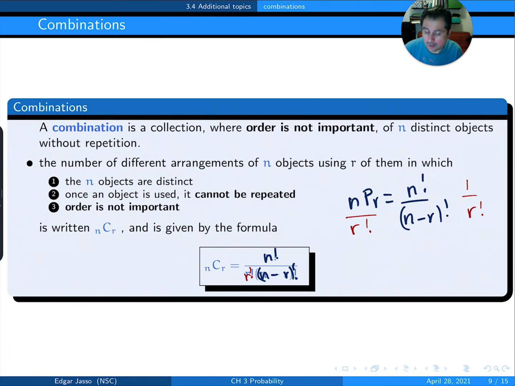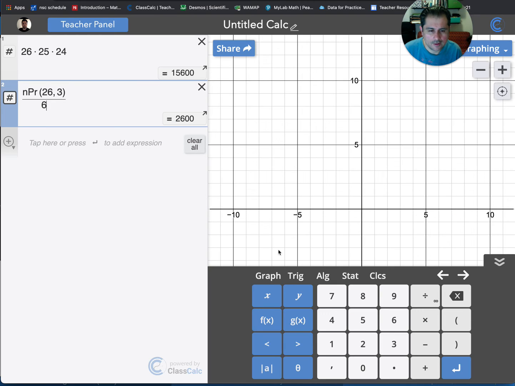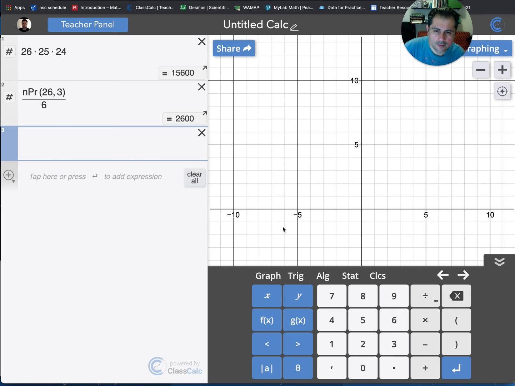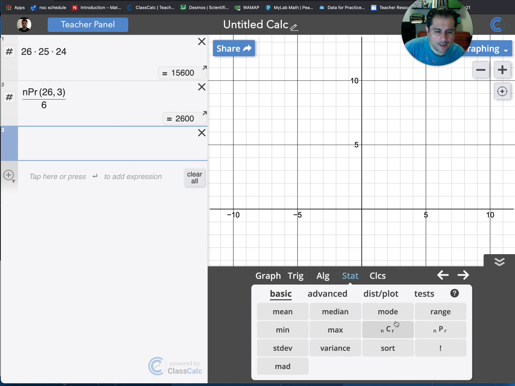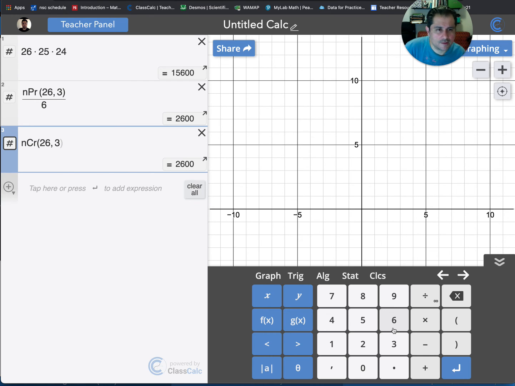And the calculator, again, if you paid attention, or I did it very quickly, when I click the stats menu, the NPR is right here, but the NCR is next to it. So if I go to a new line here, go to stats, press the NCR, and then do the 26 with the 3, I get directly the 2,600. So you don't have to do two steps. You could just do the NCR on the calculator to get these numbers.